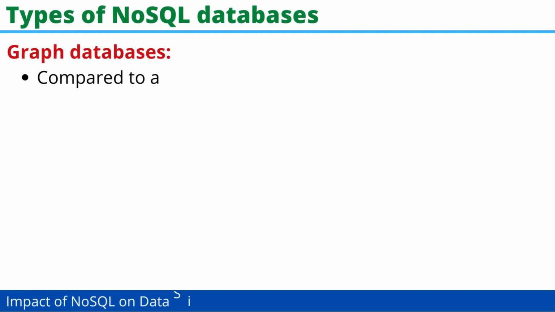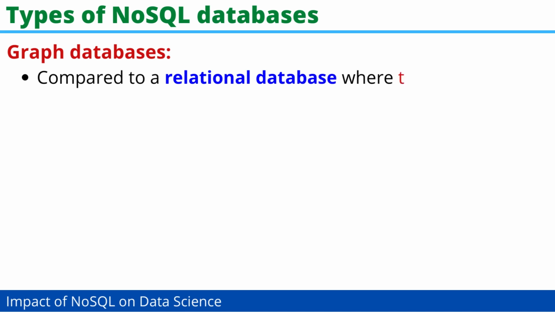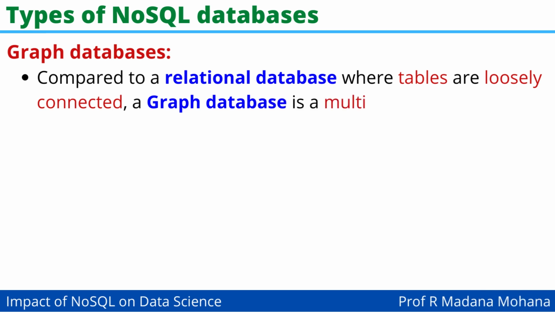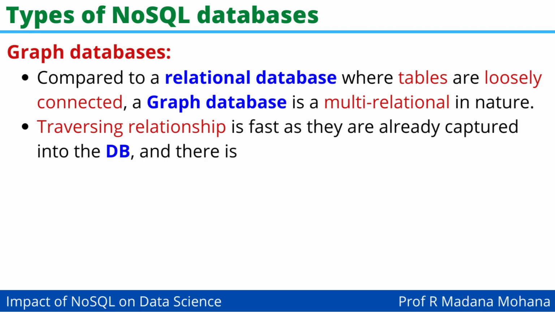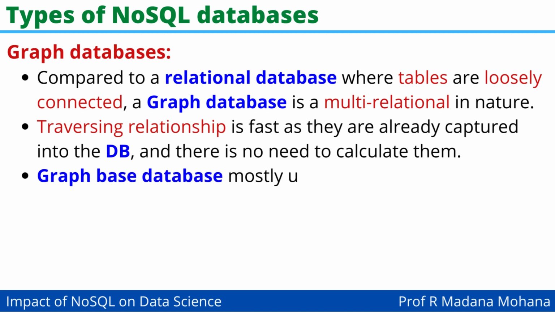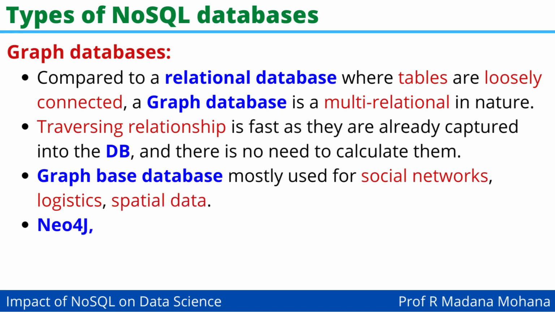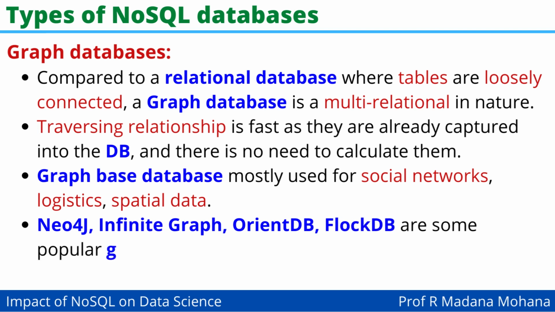In a graph database, when compared to a relational database where tables are loosely connected, a graph database is multi-relational in nature. Traversing relationships is fast as they are already captured in the database and there is no need to calculate them. Graph-based databases are mostly used for social networks, logistics, and spatial data. Neo4j, Infinite Graph, OrientDB, FlockDB are some popular graph-based databases. These are all various types of NoSQL databases.